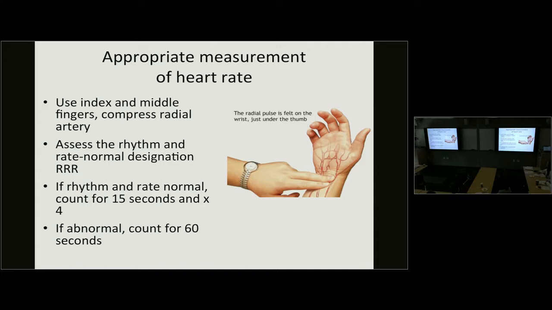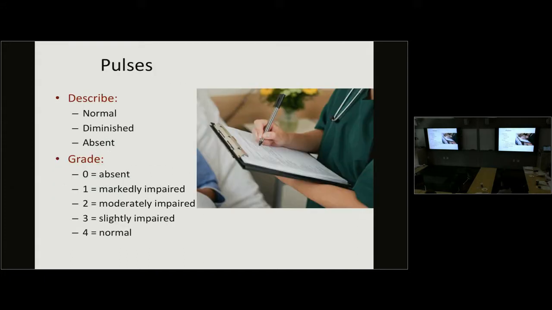Again, this is just showing how to do it on your wrist, but you're really wanting to assess the rhythm, the rate, and the amplitude; you can tell a lot. And you really should count for a full 1 minute, a full 60 seconds. If it's regular and seems pretty consistent, you can count for 15 seconds and multiply that by four.